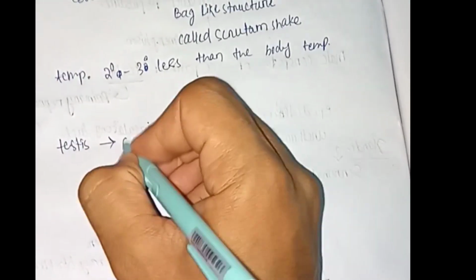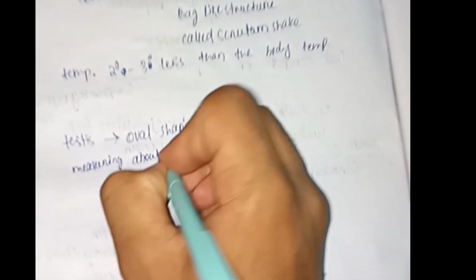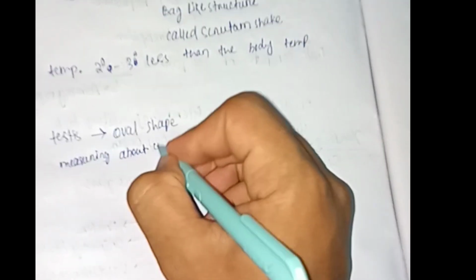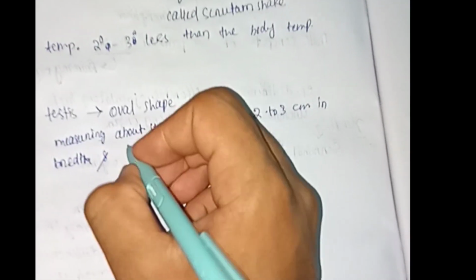Okay. Now next topic is morphology of testis. Testis is oval in shape and measuring about 4 to 5 cm in length and 2 to 3 centimeter in breadth and 10 to 15 gram in weight, right?